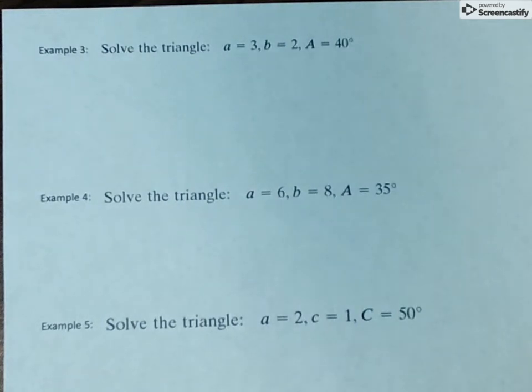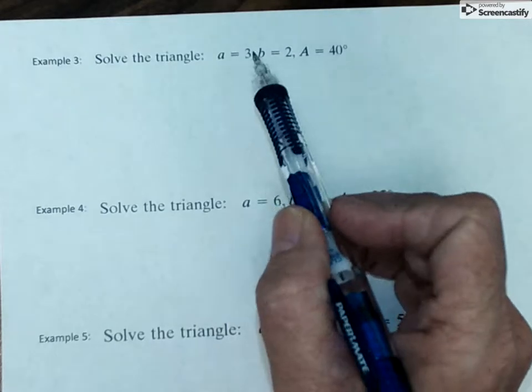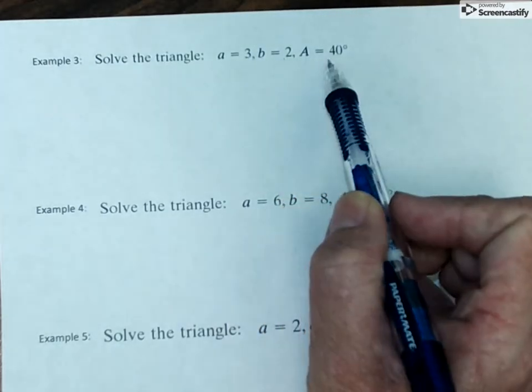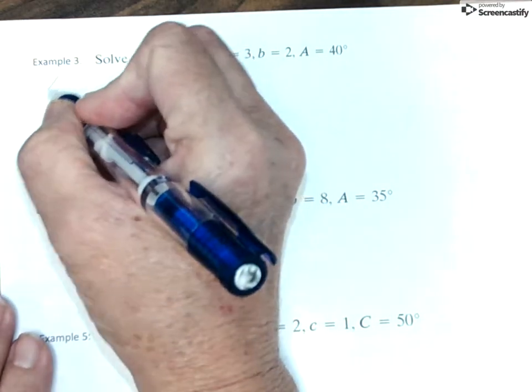Okay, continuing on with our law of sines and cosines here. We want to do example 3. We're given a triangle and we know two of the sides and we know an angle. So the first thing we want to do is draw a picture of this. That's always a good idea.